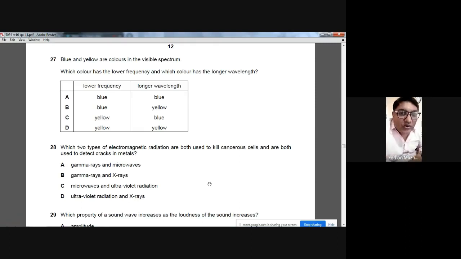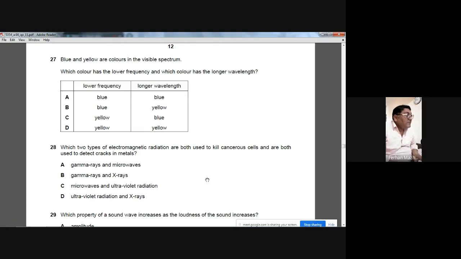If you write that code in your copy, ROY G BIV: red, orange, yellow, green, blue, indigo, violet, in this order their frequency is increasing. Red has the smallest frequency and violet has the largest frequency. So yellow in that order comes before the blue, so it will have less frequency and it will have longer wavelength. So both are yellow. So the choice for 27 is D.